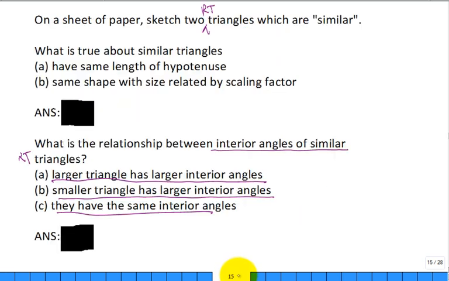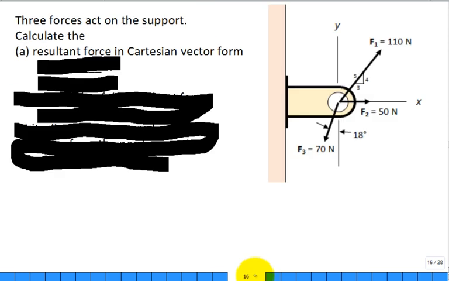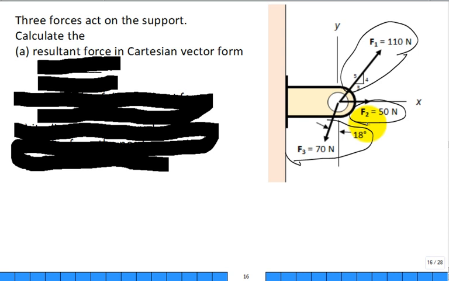On a sheet of paper, sketch. Hey, I already did this. Now we worked with this force, did we not? We already did that one. If we add in this force, which is f of 2, which is 50 newtons, can you calculate the resultant force in Cartesian vector form?